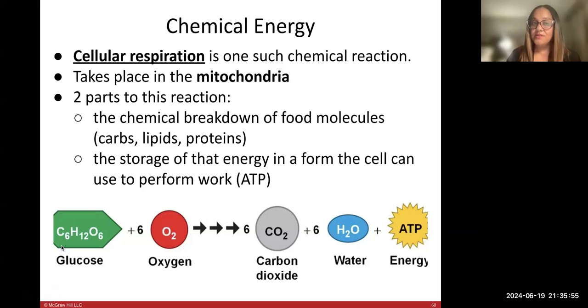There's two parts to it: the chemical breakdown of the food molecules that we eat, and then the storage of that energy in a form the cell can use to perform work, which is an ATP molecule. So at the bottom, you have the actual chemical reaction in both words and symbols. Glucose plus oxygen. Bonds are broken, they rearrange. Products are carbon dioxide, water, and energy is also produced in the form of ATP.